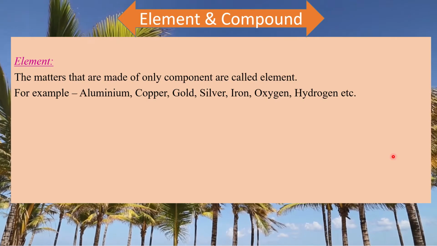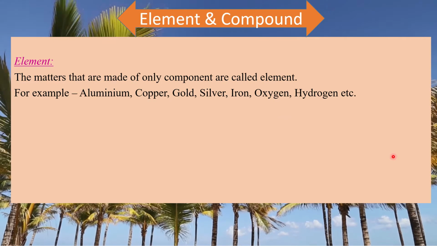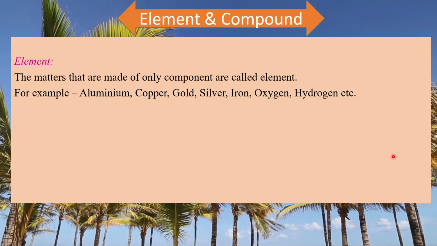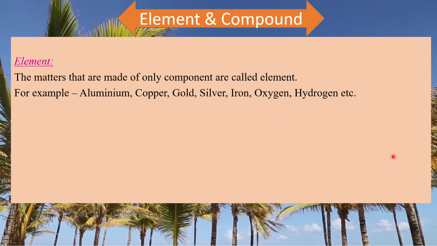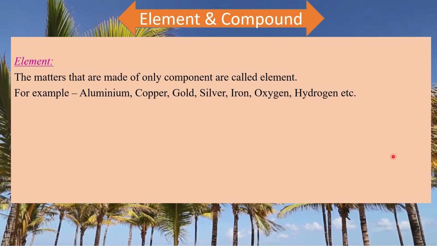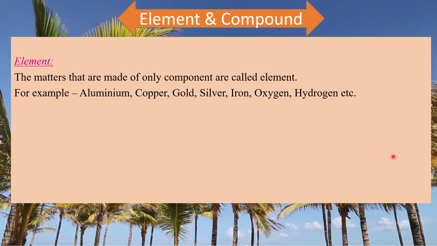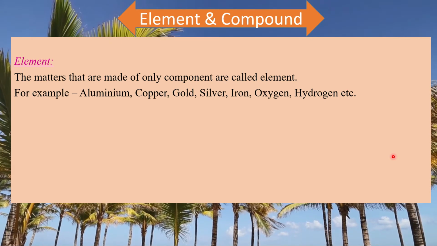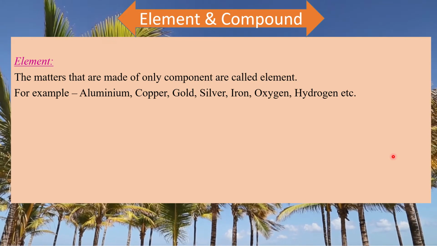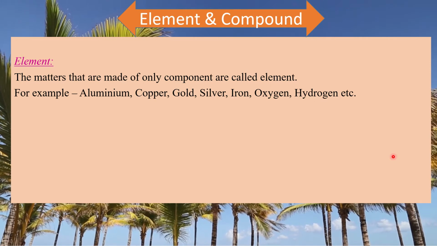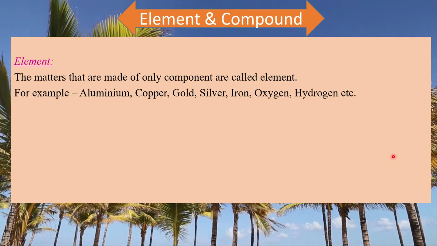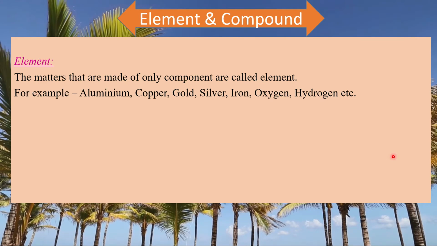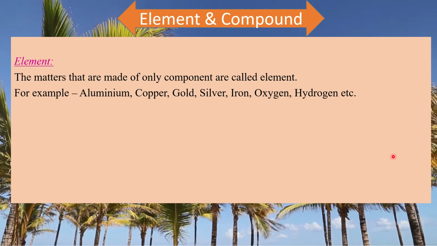What is an element? The matters that are made of only one component are called elements. For example, aluminium, copper, gold, silver, iron, oxygen, hydrogen, etc. All these are elements because they are made of only one component. And if we break this element, we will get only one component.